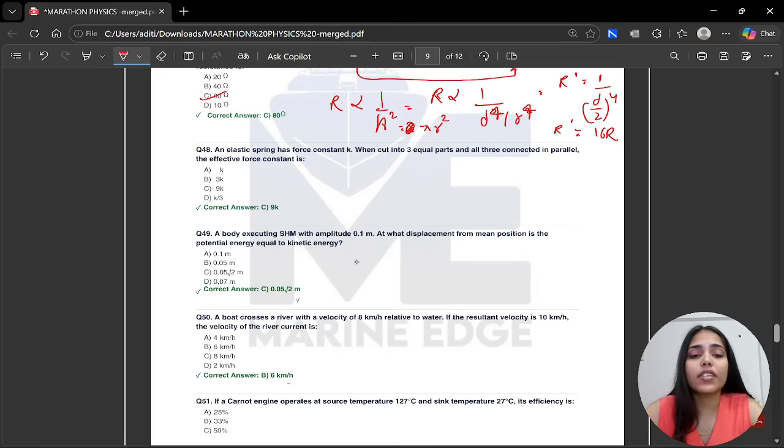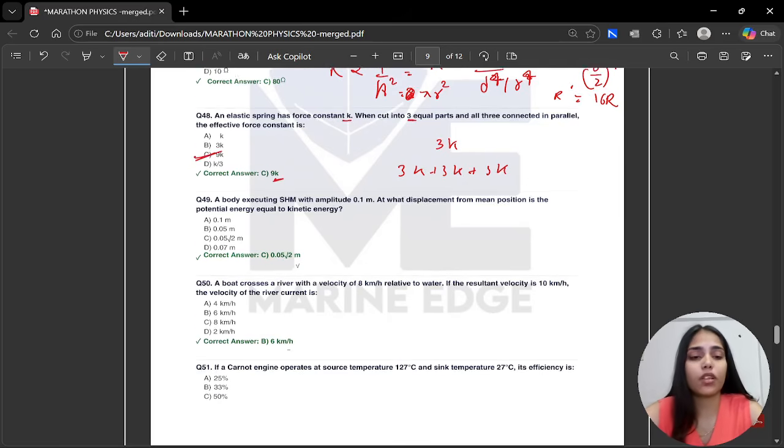An elastic spring has a spring constant K. When it is cut into 3 equal parts and all 3 parts are connected in parallel, what will be the effective force constant? Now, as we discussed before, if the spring is cut into 3 equal parts, each part will have a spring constant of 3K. Now, if we are attaching these 3 springs in parallel combination, we just add all the 3 spring constants, 3K plus 3K plus 3K, and you get finally 9K. So 9K is the spring constant of the new spring setup.